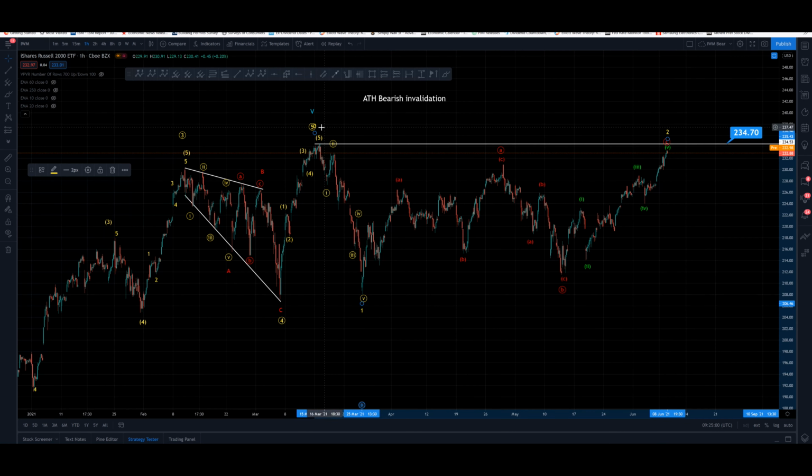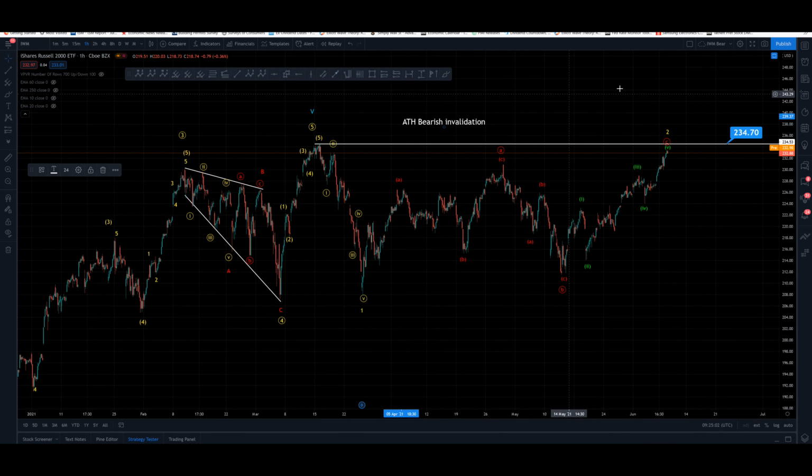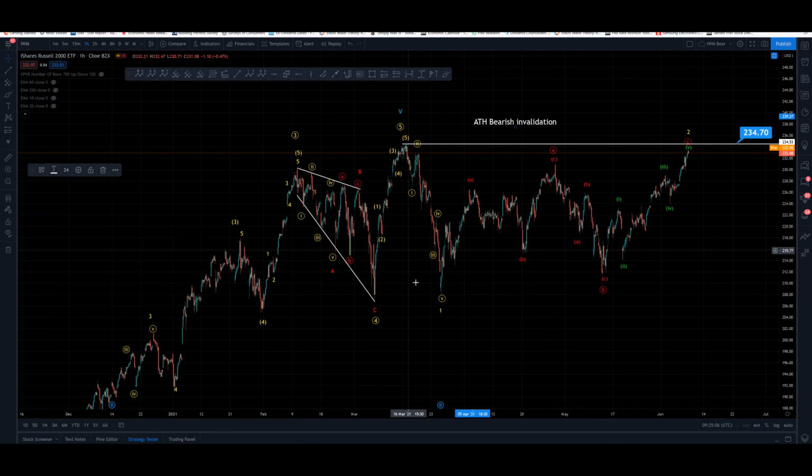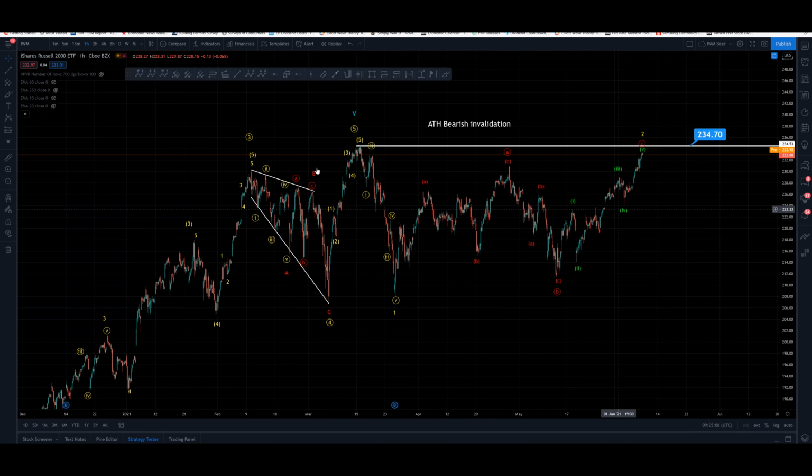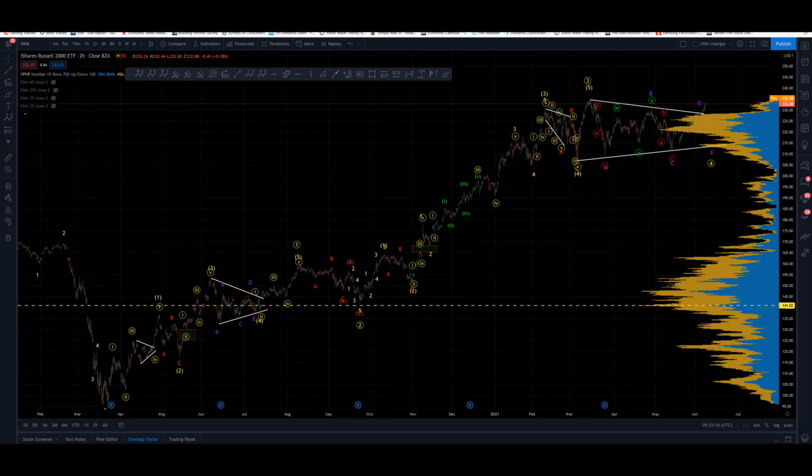If we take out this high, which I think we probably will, then this bearish interpretation is incorrect. So that's the only way I can look at this as being the top of the market at the moment for the Russell. So let's come over and have a look at a couple of alternatives.